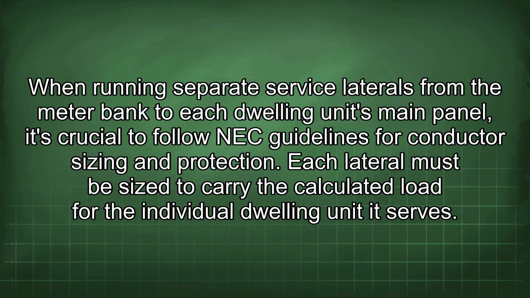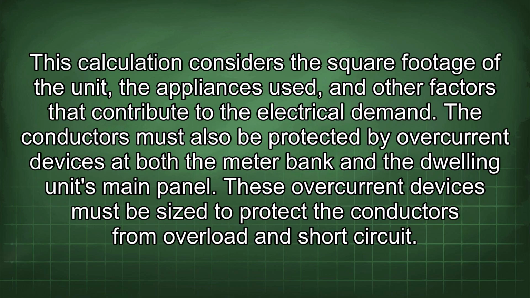When running separate service laterals from the meter bank to each dwelling unit's main panel, it's crucial to follow NEC guidelines for conductor sizing and protection. Each lateral must be sized to carry the calculated load for the individual dwelling unit it serves. This calculation considers the square footage of the unit, the appliances used, and other factors that contribute to the electrical demand. The conductors must also be protected by overcurrent devices at both the meter bank and the dwelling unit's main panel. These overcurrent devices must be sized to protect the conductors from overload and short circuit.